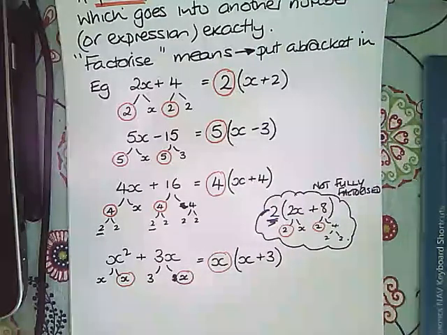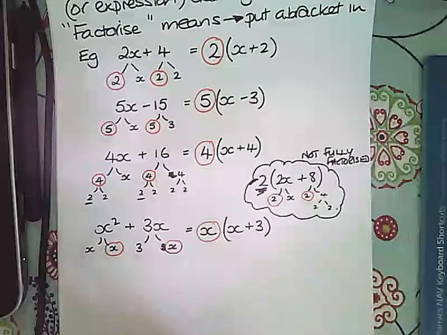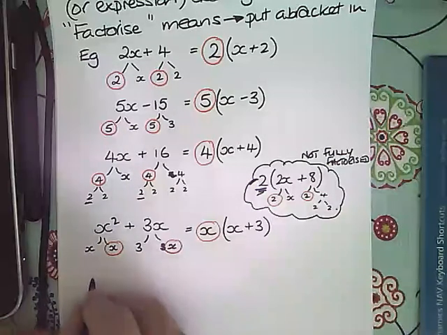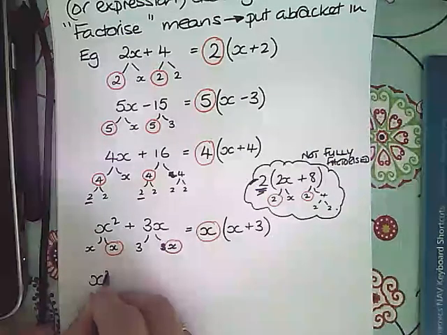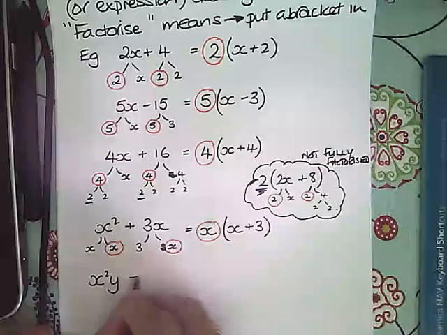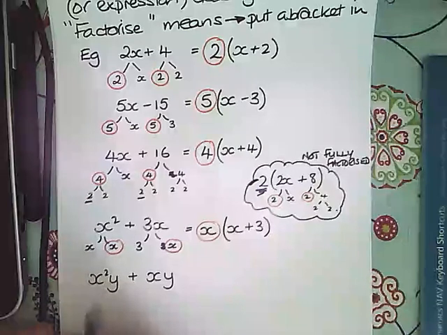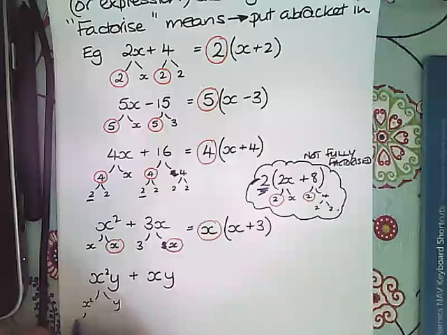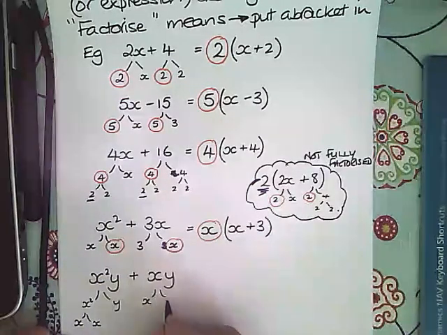And then inside the bracket we have x and a 3. And finally, if you've got more than one letter, just have a quick look at this. This is much more difficult though, so don't worry if this is a step too far. It's the simple ones at the top that we need to really focus on. But if we had x squared y plus xy, if I did a factor tree for this, I would have x squared times y, and then here an x and an x, and here an x and a y.